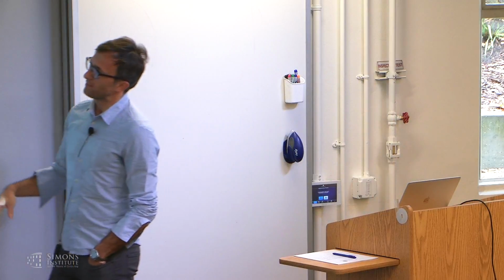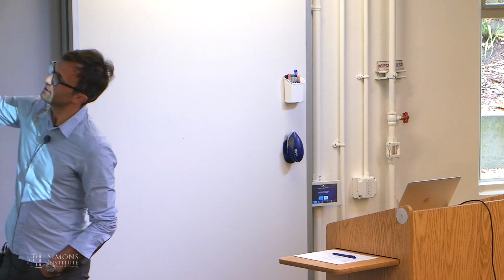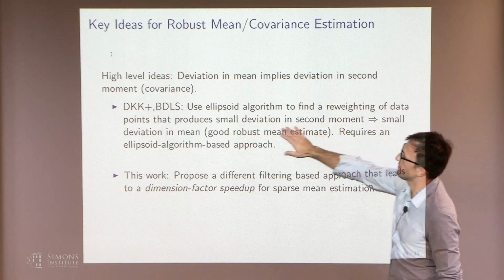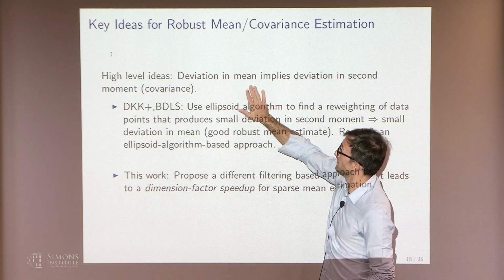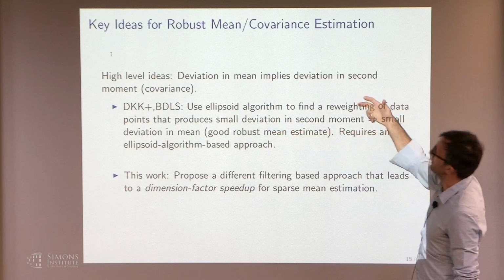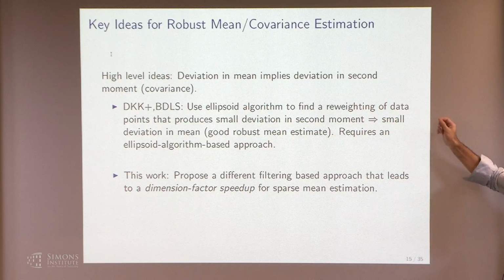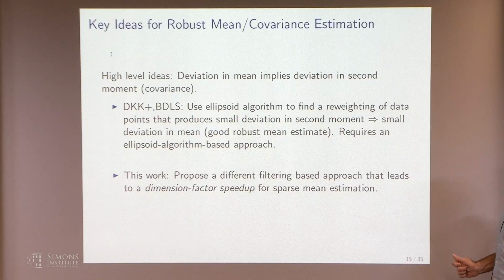Okay, so let me get a few more details here. The way that these results work is that they show that if you have a deviation in the mean, because the mean is what we want to estimate, this implies that you have a deviation in a particular calculation of a second moment.